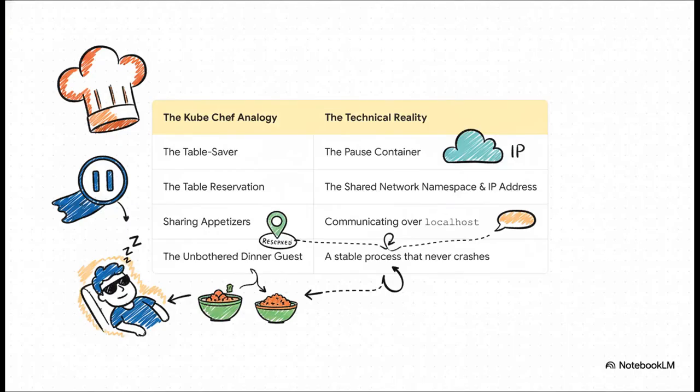Let's just connect all the dots one last time, shall we? Our table saver friend, well, that is the pause container. The table reservation is the shared network namespace and its IP address. Sharing appetizers is just our fun way of talking about containers communicating over localhost. And that unbothered dinner guest, that's the secret to the whole thing. An incredibly stable little process that just sleeps, making sure the pod lives on. It's such a simple idea, but with unbelievably powerful results.